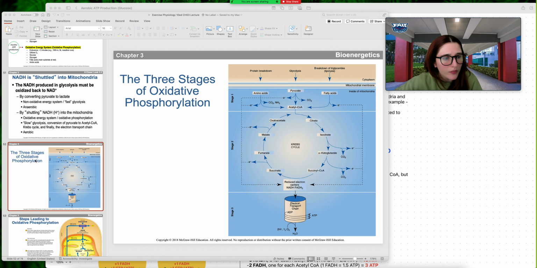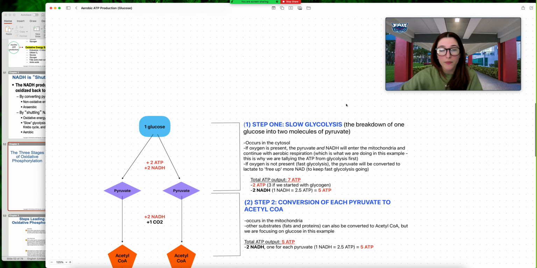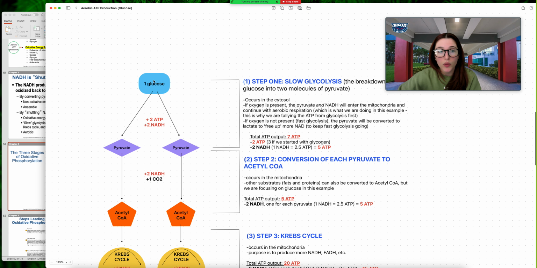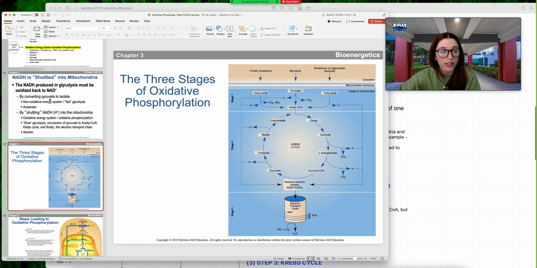Okay. So again, before I even go through this, where are we starting from? We're talking about glucose. So first, we have to break the glucose down into pyruvate. The pyruvate will get converted to acetyl-CoA. Acetyl-CoA goes through the Krebs cycle, and then we have the electron transport chain. All right, so here we have our little flow chart. Starting with 1 glucose, step 1 is glycolysis.